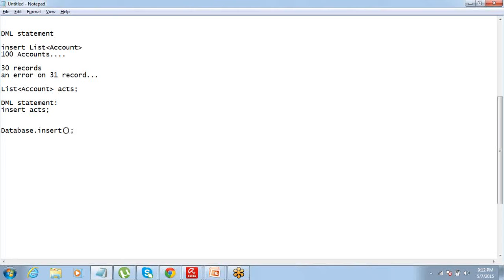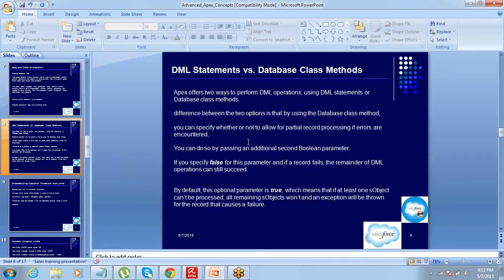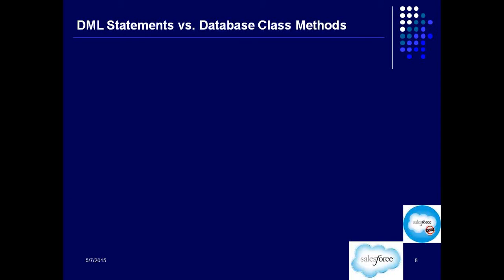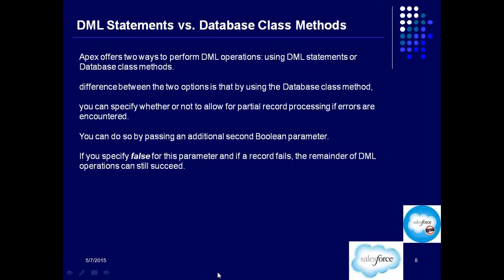The other option I have is Database.insert. This requires two attributes: a list of sObjects and a boolean, true or false. So what does this true and false mean? If you specify the boolean's value as false for this parameter, and a record fails, the remainder of the DML operation can still succeed. So if you make it false, then even if one record encounters an error, the rest of the processing can still succeed. There will not be a problem.